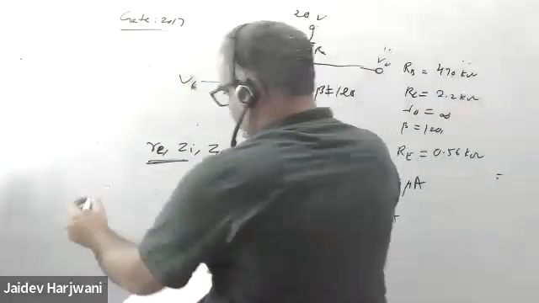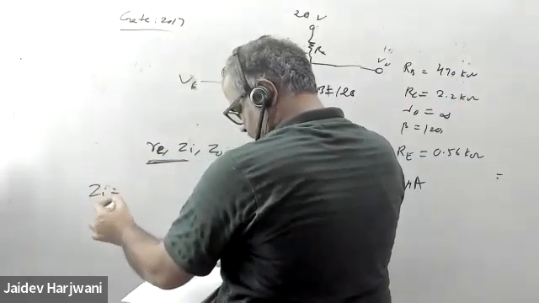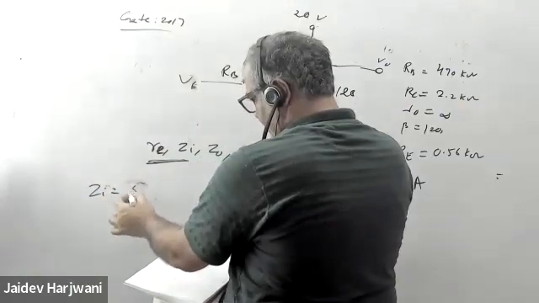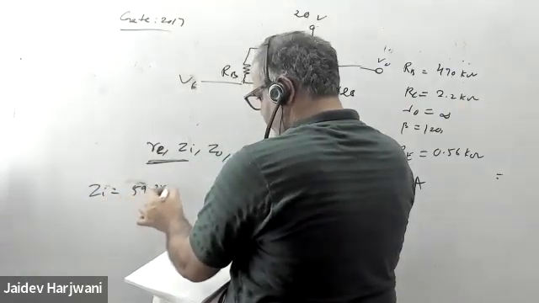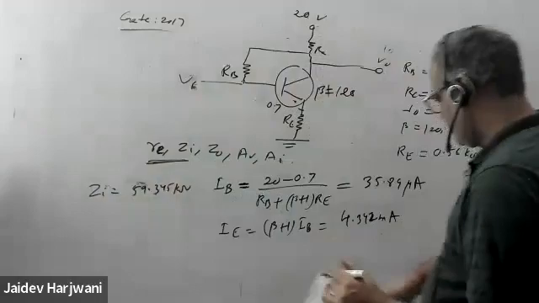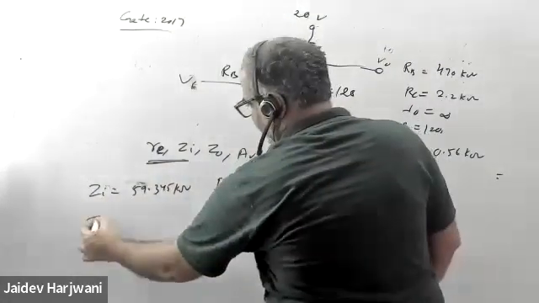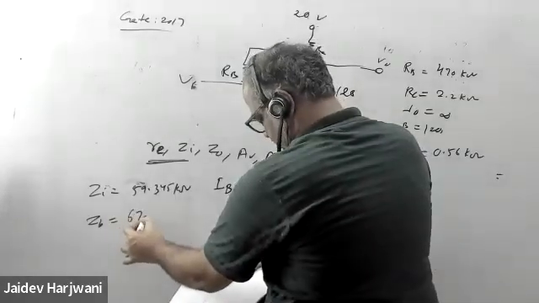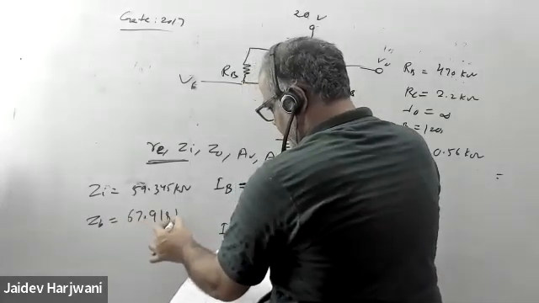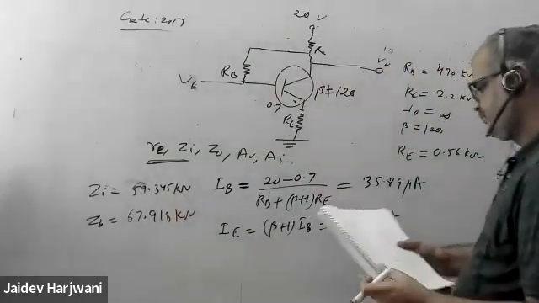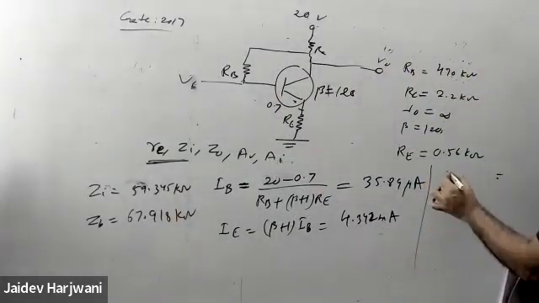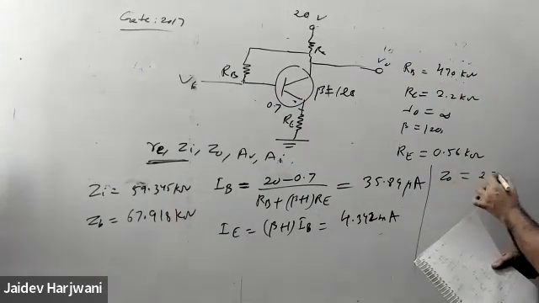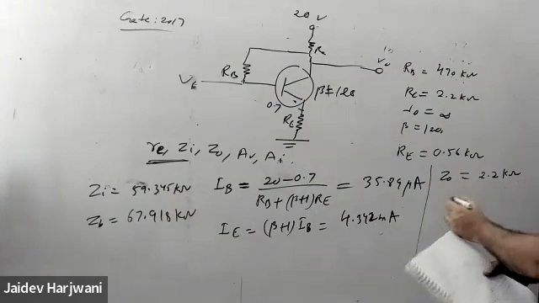ZI value, I'm directly writing the values, is 59.345 kilo. ZB value is 67.918 kilo ohm. Z naught value is 2.2 kilo ohm, only equal to RC.